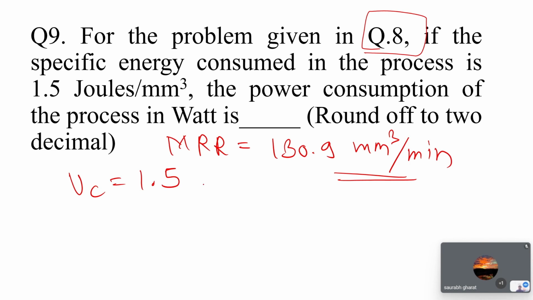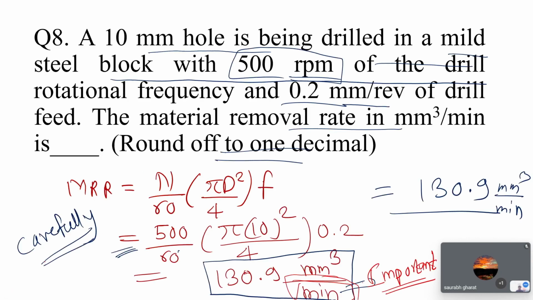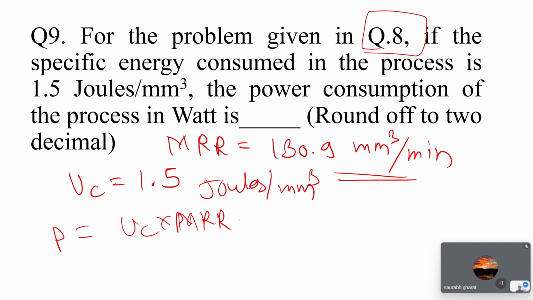So what we need to do, which is joules per millimeter cube. So what is your power here? It is equal to UC into MRR, which is 130.9 times 1.5. Your answer will come in seconds. I told you, really be careful.